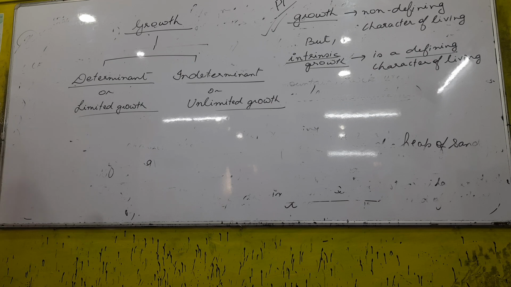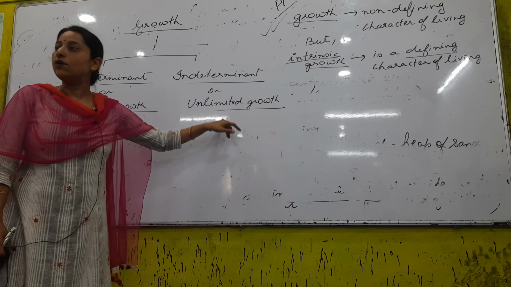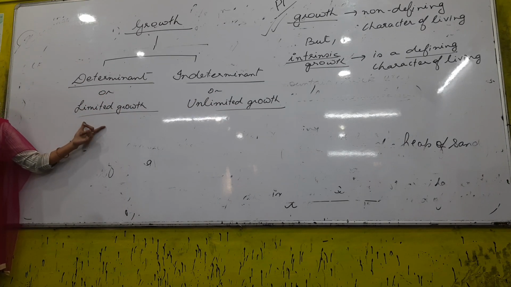Animals grow only up to a particular time. Right? Plants, throughout their lifetime, keep on growing. So what is the type of growth seen in plants? Indeterminate or unlimited. What is the type of growth seen in animals? Limited. Is the point understood?